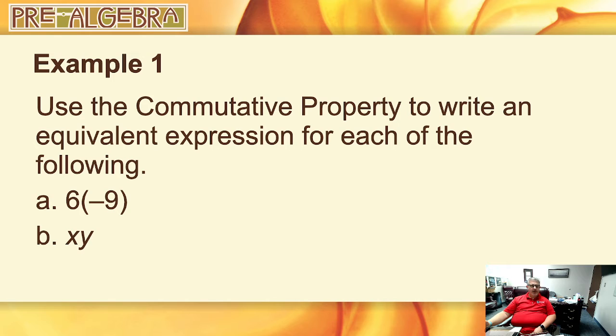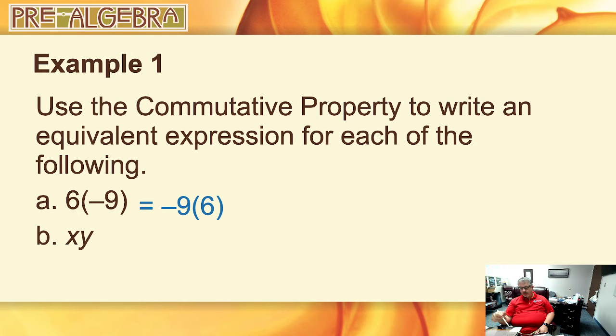Anyway, so here's an example. Use the commutative property to write an equivalent expression for each of the following. So you have 6, and because the 6 is right next to parentheses, this means multiplication. So 6 times negative 9 is going to be, hopefully you know what that is. Hopefully you've said it by now. All right, it is negative 54. You're going to do that by changing these around now.